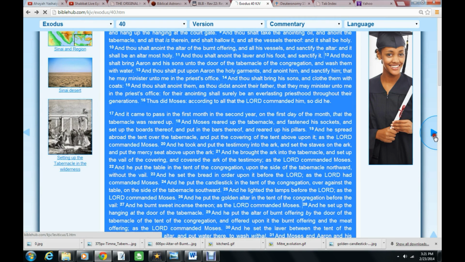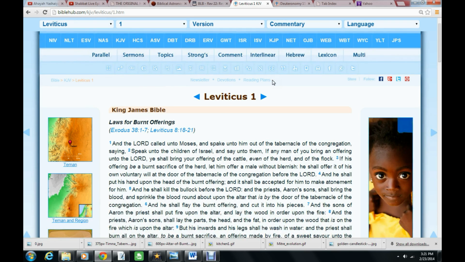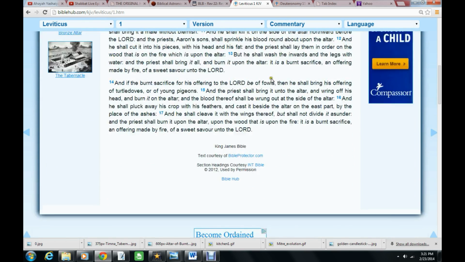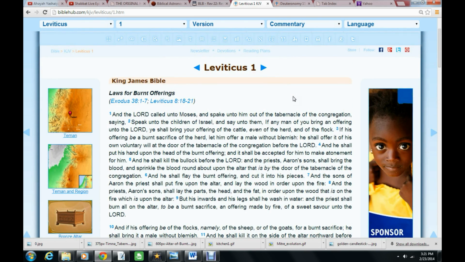So alright, let's go ahead and let's see where. Alright, so we're going to start off with Leviticus 1. These are the laws for your burnt offerings. And the Most High called unto Moses, and spake unto him out of the tabernacle of the congregation, saying, Speak unto the children of Yis-RoyAl, and say unto them, If any man of you bring an offering unto the Most High, ye shall bring your offering of the cattle, even of the herd, and of the flock.